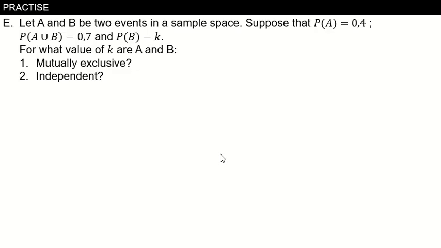Now, a very likely exam type question. Let A and B be two events in a sample space. Suppose the probability of A is 0.4, the probability of A or B is 0.7, and the probability of B is K. So we don't know what B is. For now, it's an unknown K.